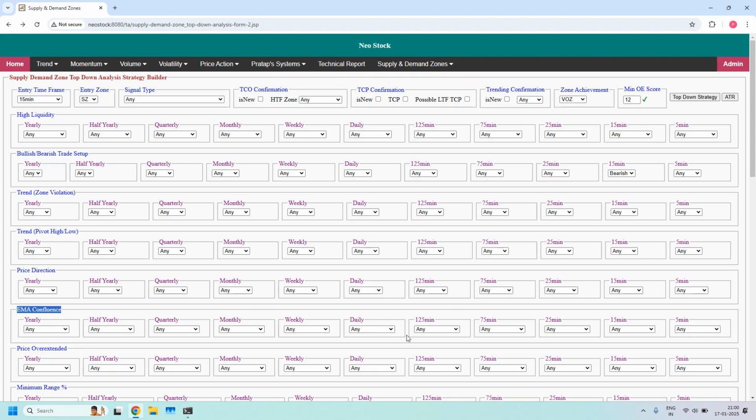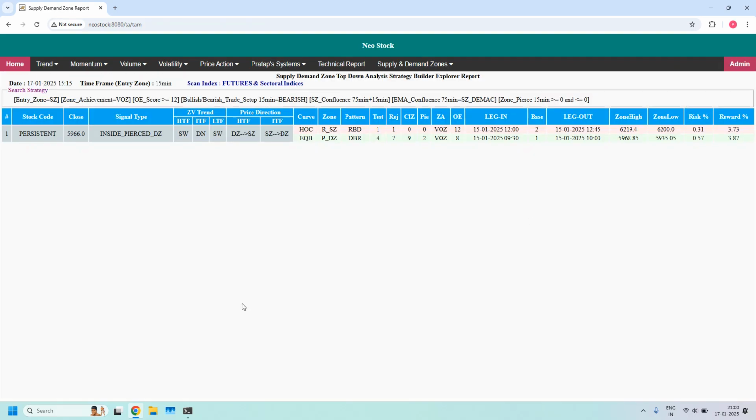In the EMA confluence at 75 minute supply zone, because 15 minute supply zone is overlapped with 75 minute supply zone, that's why we are looking for 75 minute supply zone having daily EMA confluence or not. Let's verify. We got 1 stock. So this is even more high probability trade setup supported supply zone.